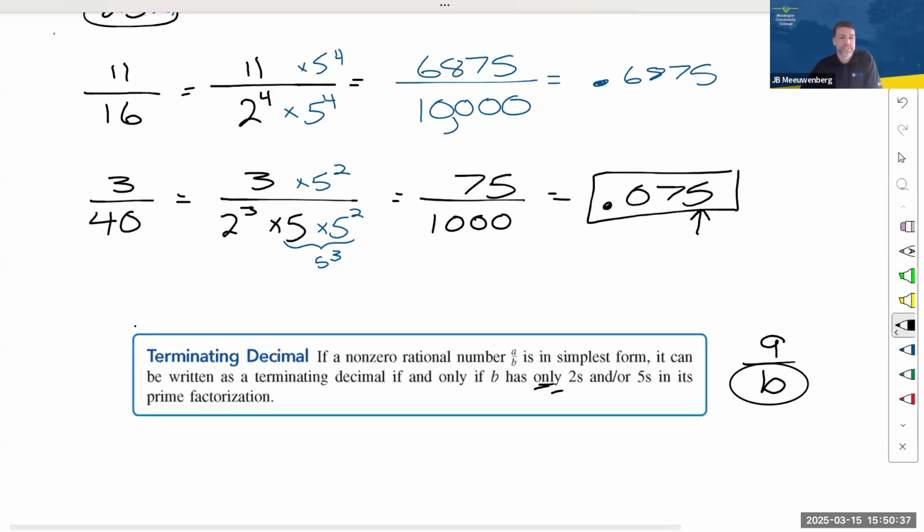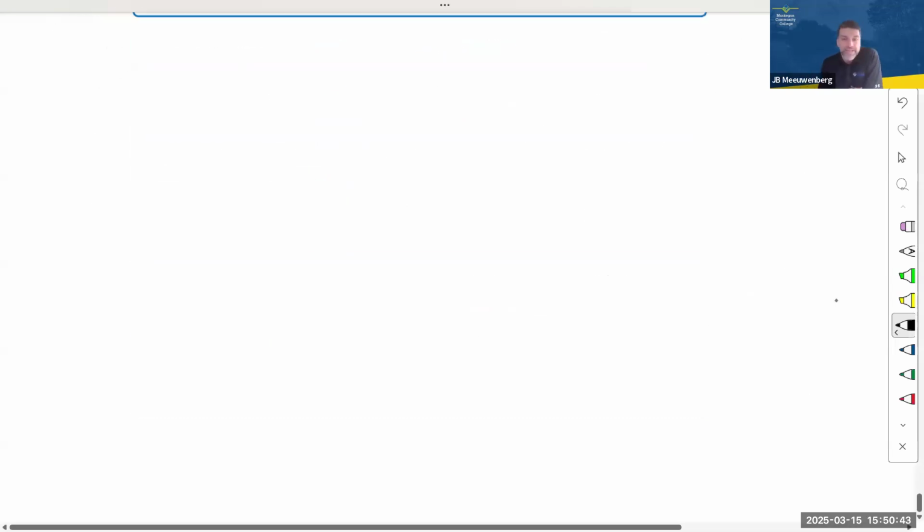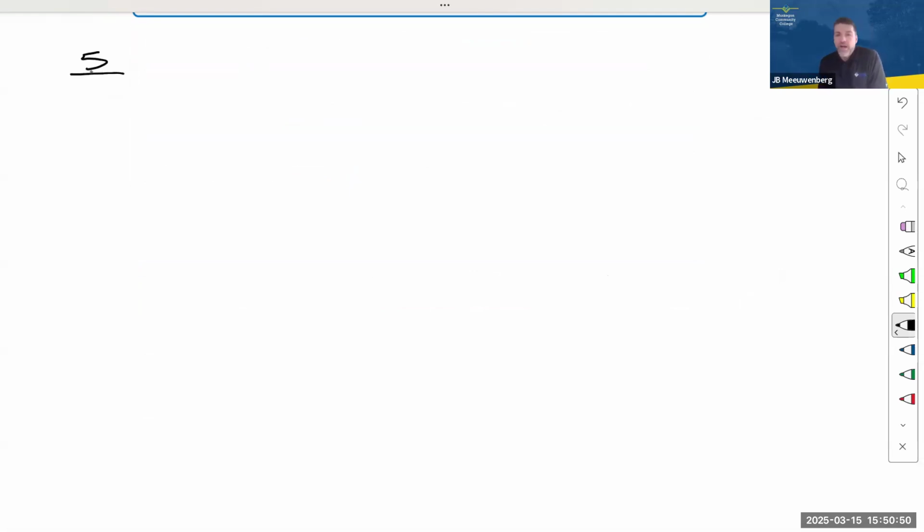So what does that mean for us then? It means that there are some numbers that we can't write as a terminating decimal. So let's look at some examples. And the question here is, are we able to write this as a terminating decimal or not? And if so, then let's try it.